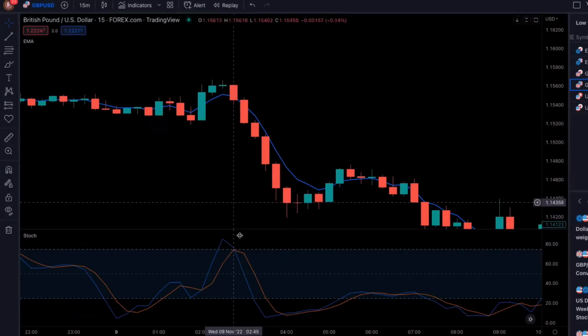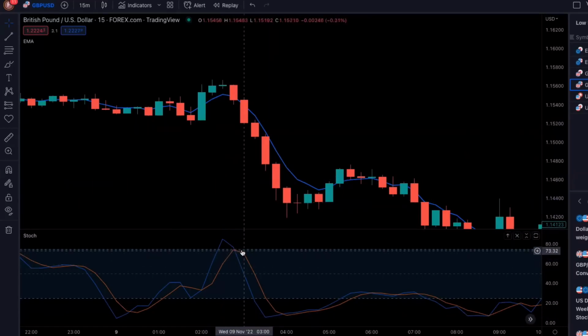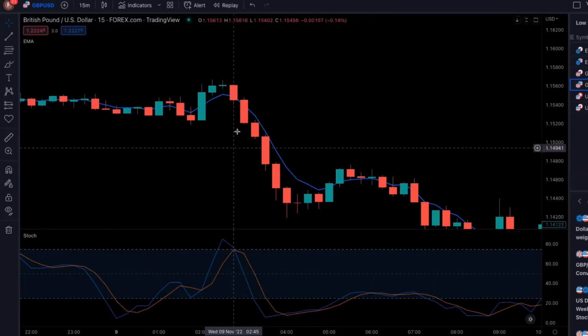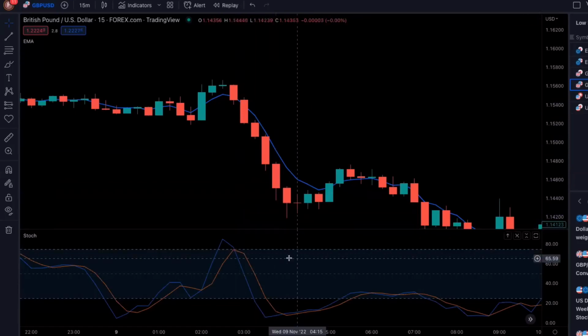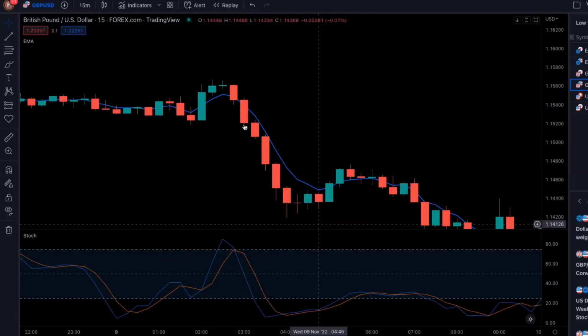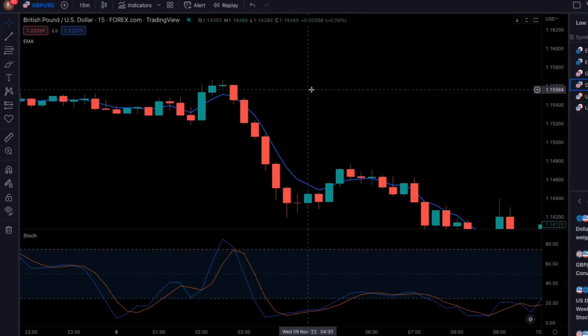So when that happens, the stochastic is in the channel, right? 75 to 25. The crossover happens in the channel. Get in and then get out, right, of this trade. So you enjoy that swing all the way down. I'll show you guys another example too. So let's look at another example.